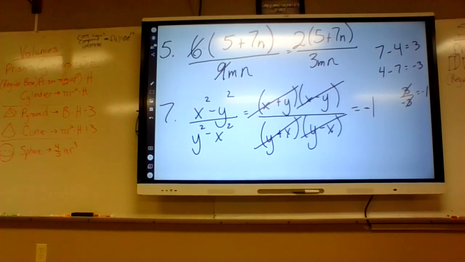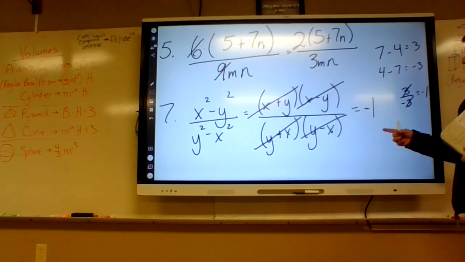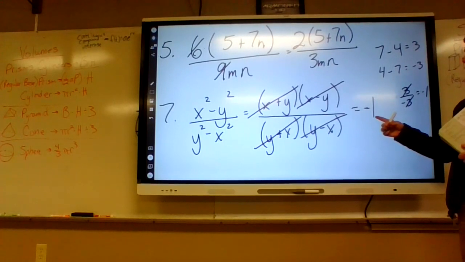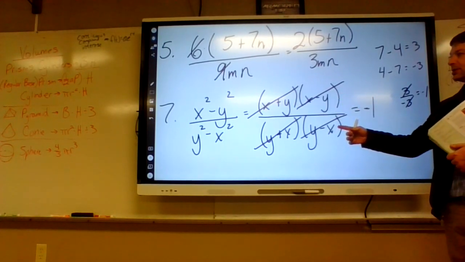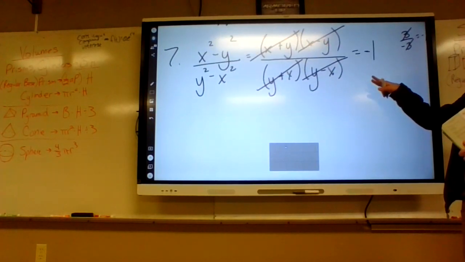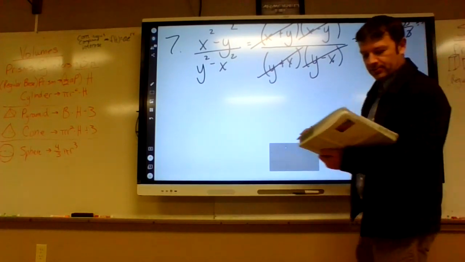If there was something else in the answer, I basically would have just put a negative on the front. The negative would have been part of the answer. But since not everything canceled out, we have at least a 1 here. Anything divided by itself is 1. Alright, any questions on that one? Number 9.